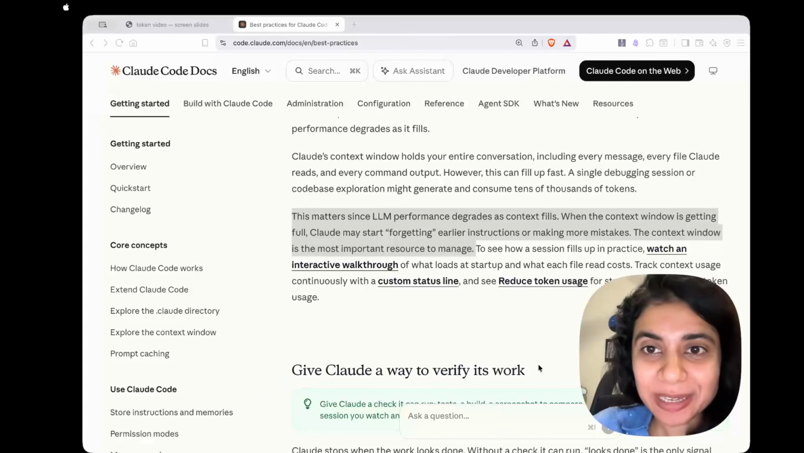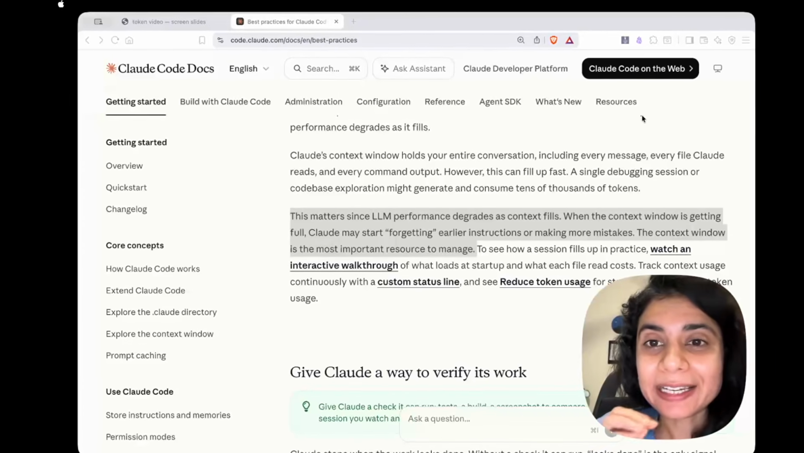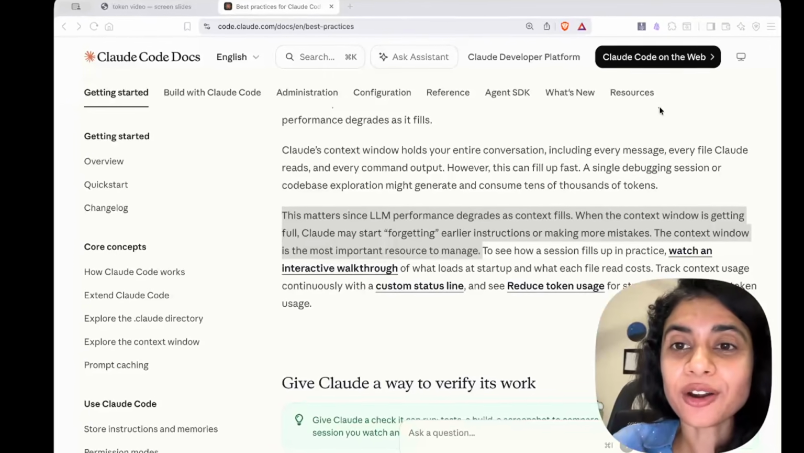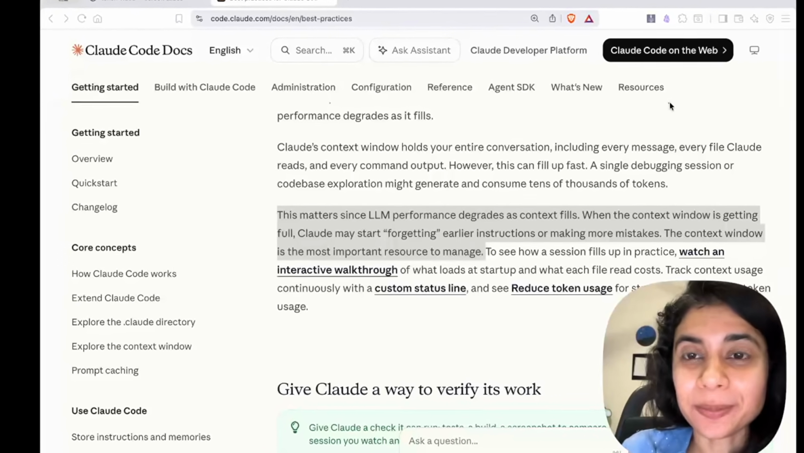Now comes the last mechanic, and this has personally changed how I think about token savings and how I work in general. A full context window does not only mean more money and more tokens. It also means that Claude is getting dumber. The Anthropic engineering team has a name for it, which is called context rot. Here I'm quoting them in their words: as the number of tokens in the context window increases, the model's ability to correctly recall information from that context decreases. As mentioned in the best practices from Anthropic, LLM performance degrades as context fills. When the context window is getting full, Claude will start forgetting earlier instructions or making more mistakes.